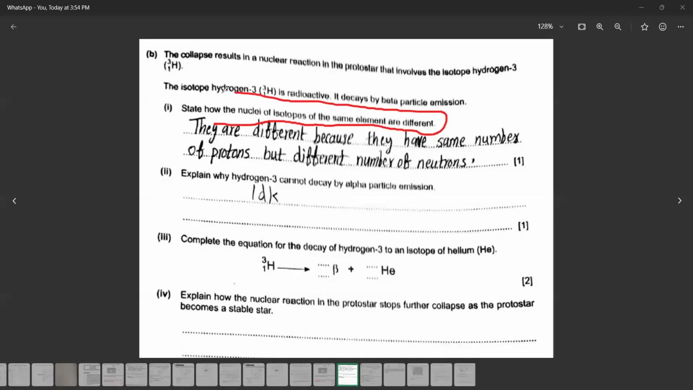They will have a different number of neutrons. The neutron number is different. They are different because you cannot say they have the same number of protons, since we just need a difference.